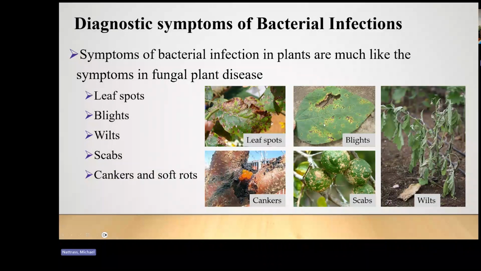So we're going to have leaf spots and blights, cankers. These are obvious. We've got scabs. That's going to be another symptom where you can go, you know what, this is likely a bacterial disease and not a fungal disease. And then the wilt as well.